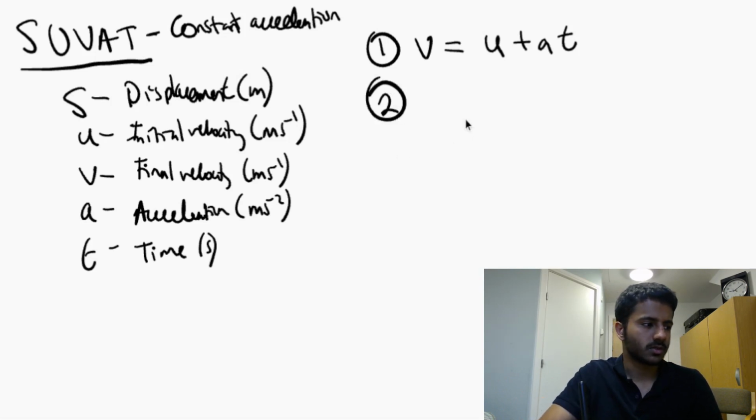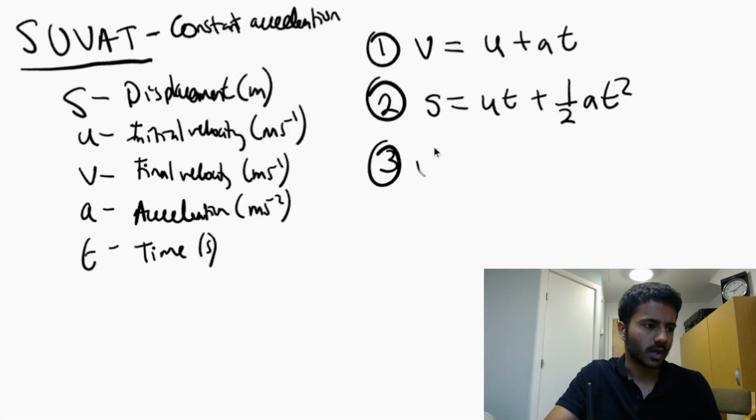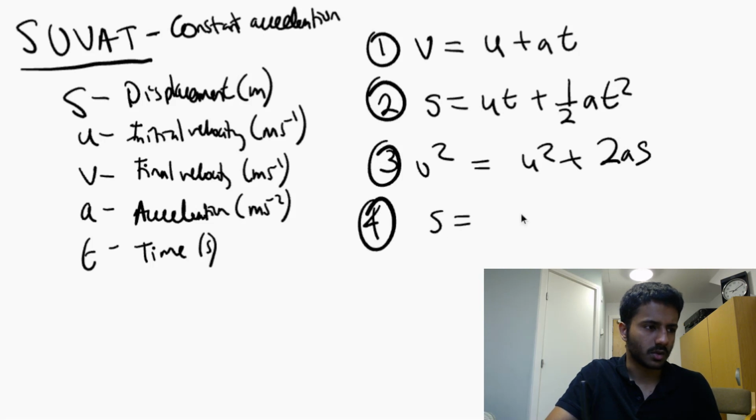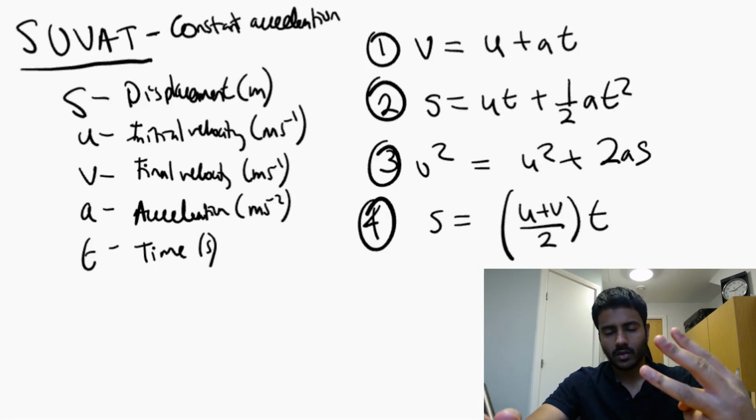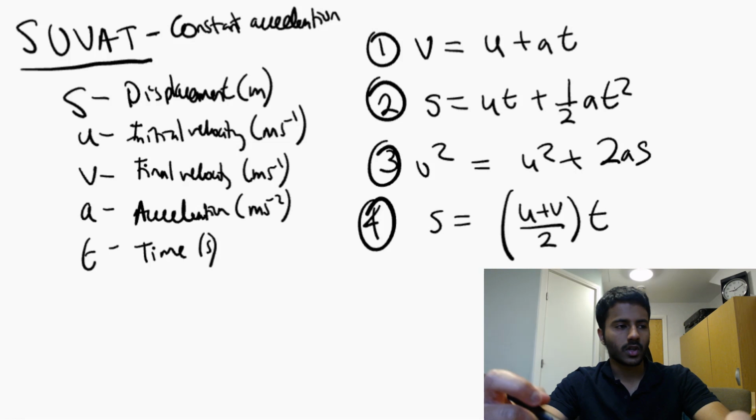The second equation that you need to know is s is equal to ut plus a half at squared. Third is v squared equals u squared plus 2as. And the fourth is s is equal to u plus v over 2 times by t. Now, if you're given any 3 variables, you can calculate a fourth using any one of these equations.